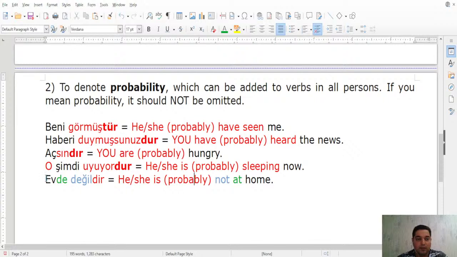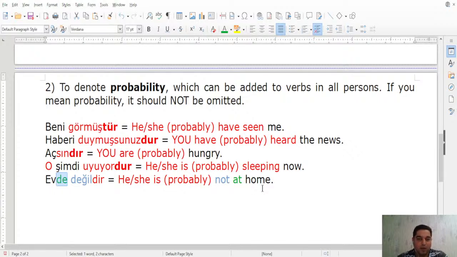And the last example, evde değildir. Here we have omitted o. So evde değildir. He, she is probably not at home. Evde is the locative case. We have this ending, which means at, in. So at home. Değil is the negative form of the verb to be. He, she is probably not at home.